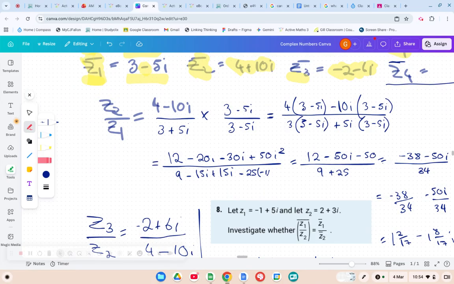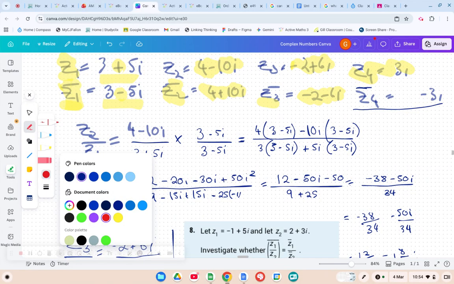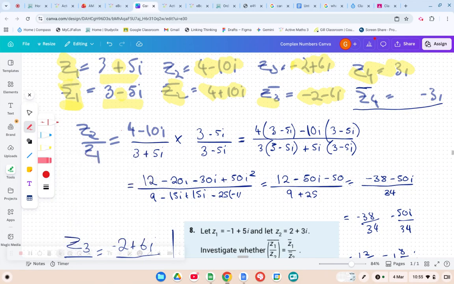Z2 over Z1 is a division question. Divide Z2 by Z1. So first of all, you write out what Z2 is equal to. We'll just change to a different color here, we'll go in red just for the sake of the question. So Z2 was 4 minus 10i. Z1 was 3 plus 5i. I'm simply subbing in here.